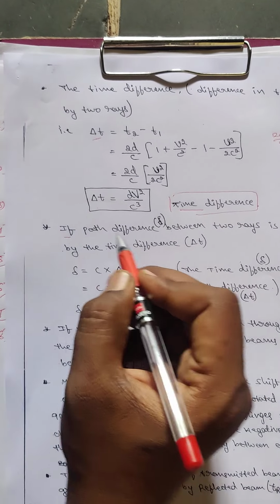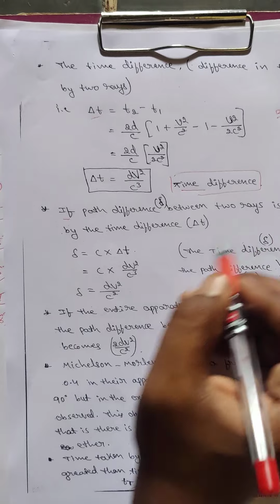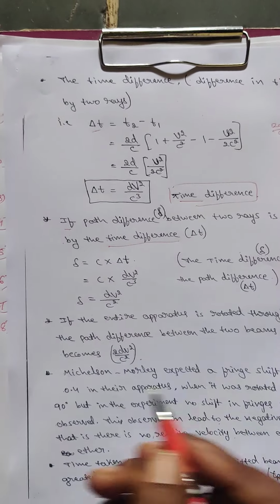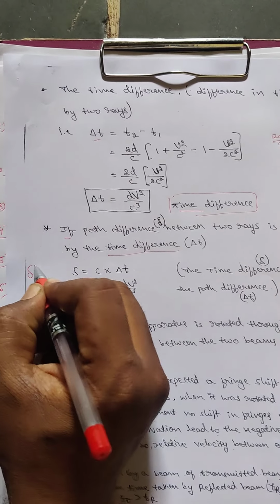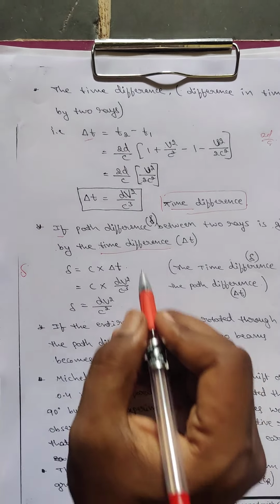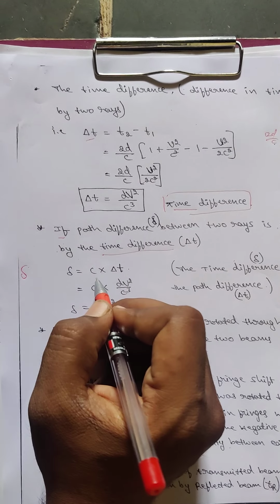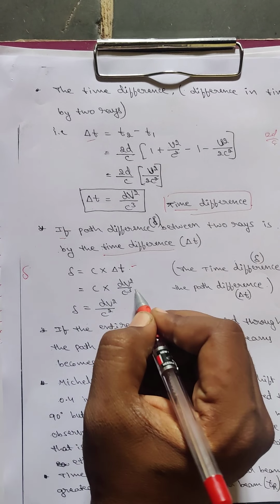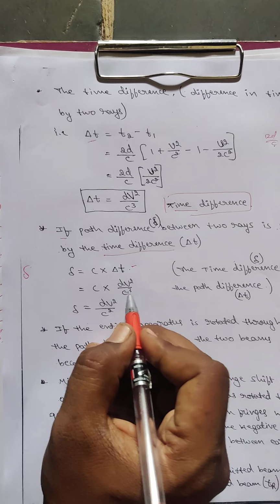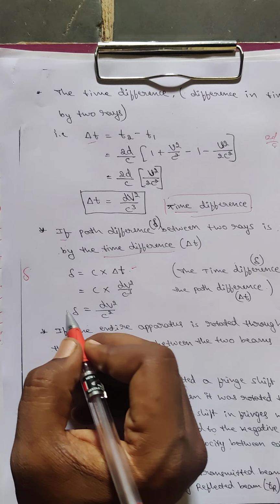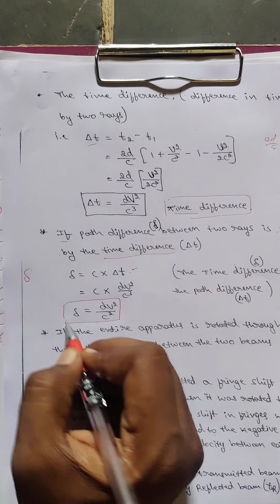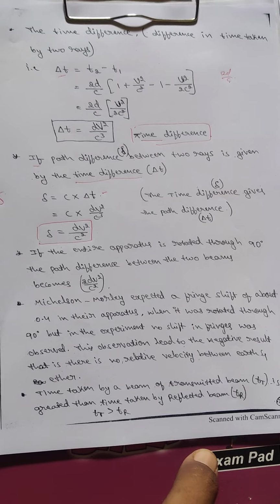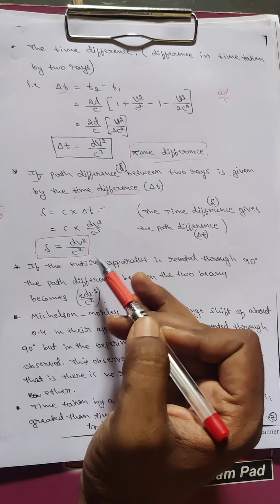Now the path difference between the two rays is related to the time difference. The path difference is delta, and the time difference is delta t. Now multiply c into delta t and put the value of delta t here. We get c cancelling, and the result is d v square by c. This is the path difference. We get both the time difference and path difference.